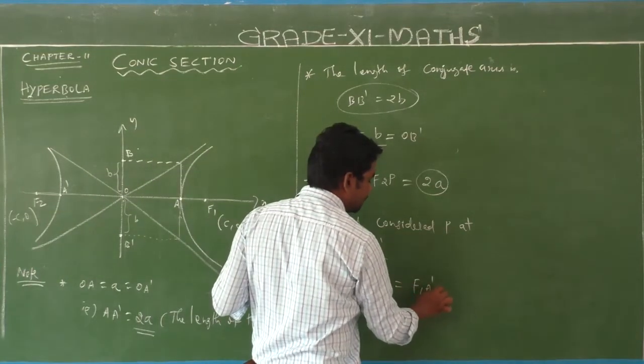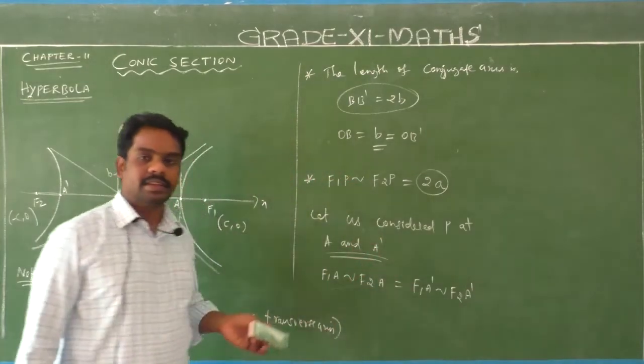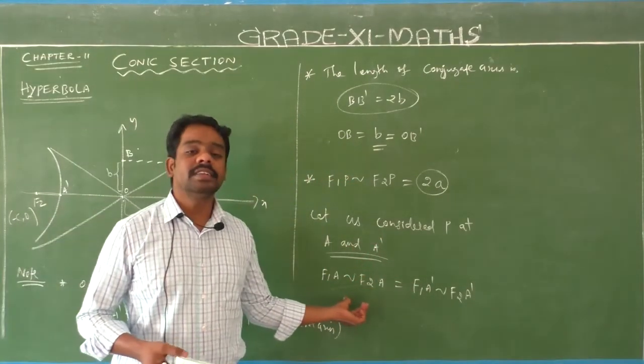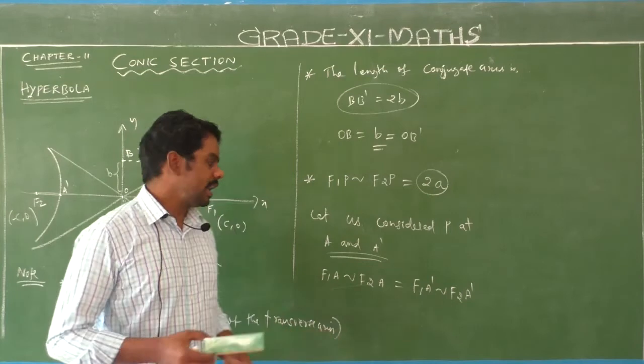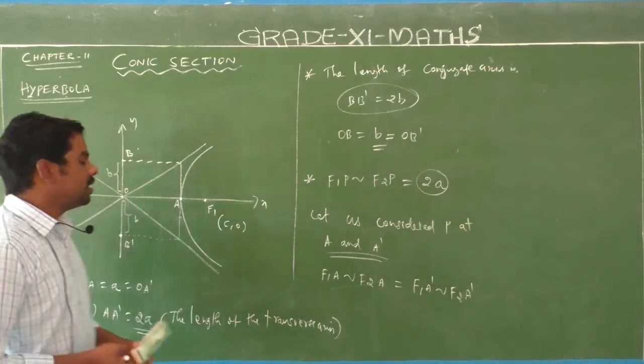F1A dash minus F2A dash is some constant. So by the definition, the two values are the same value. Okay, right. So F1A minus F2A, F1A is the difference.